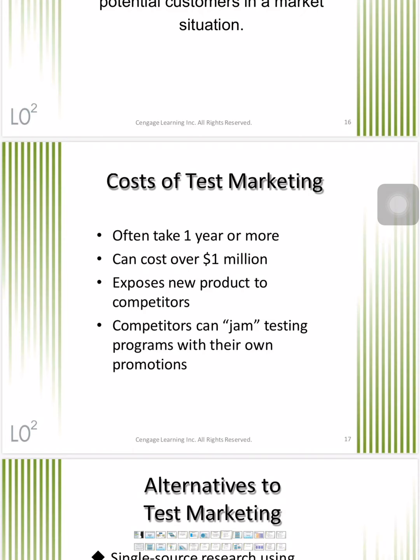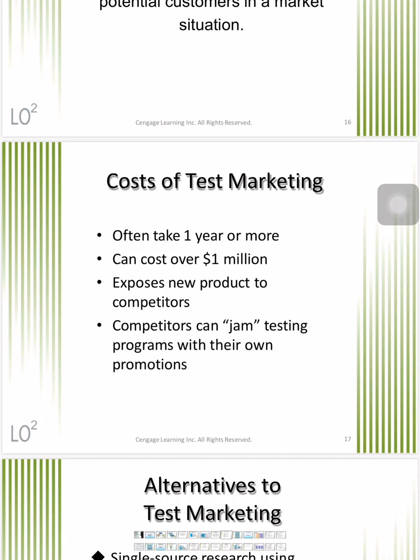Competitors can also jam the testing program with their own promotion, which means the competitors may have better ideas compared to your new product, and they can do a more effective marketing mix, which will affect the testing program. So competitors can jam, or disturb, your testing program, because they will have better ideas.